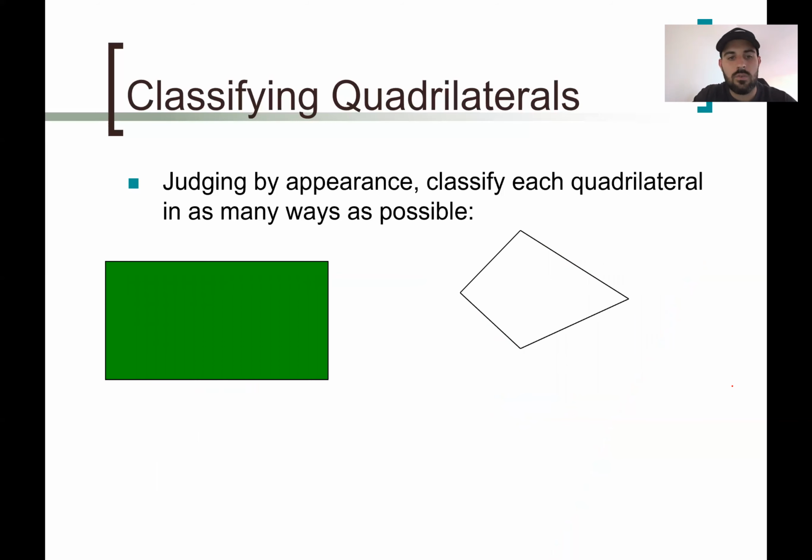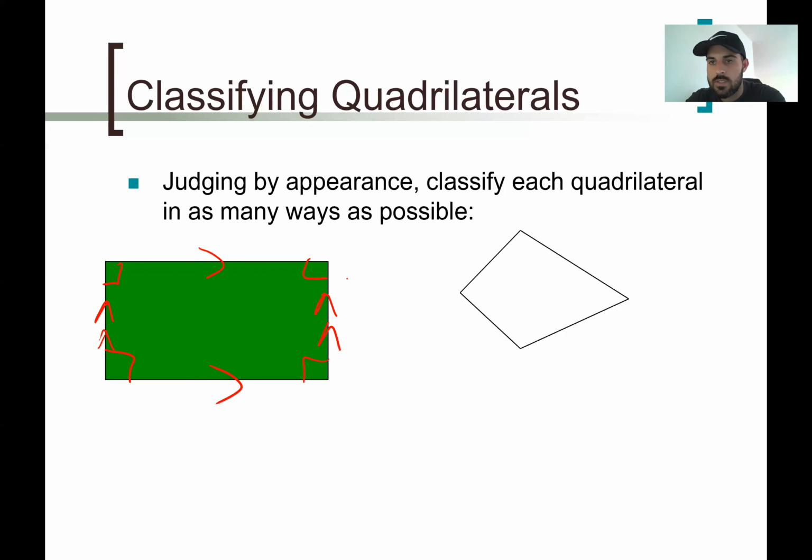All right, so let's look at the green shape. First and foremost, it is a quadrilateral. Are opposite sides parallel? Those two sides are parallel. Those two sides are parallel. So it is a parallelogram. I can see that it has 4 right angles, so it is a rectangle and a parallelogram.